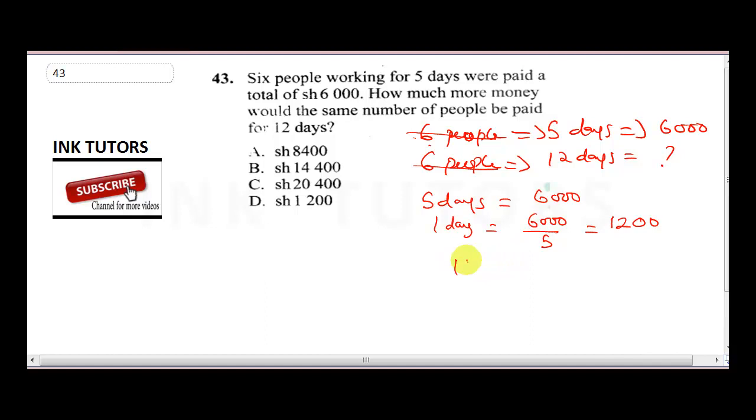That means for 12 days, they are going to get 12 times 1,200 shillings. And you know, 12 times 12 is 144, and your double 0. So your final answer is 14,400. So the correct answer here is B. Okay, that will take us to the next question.